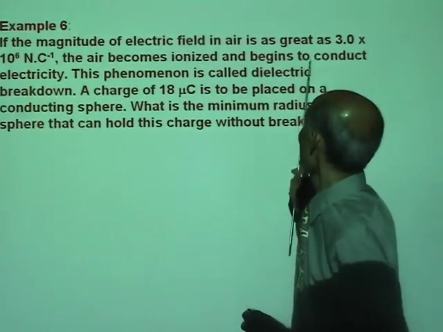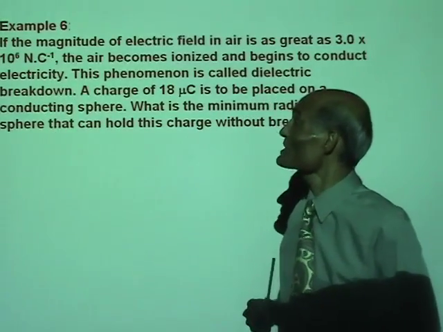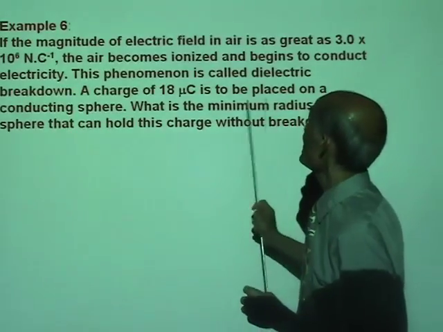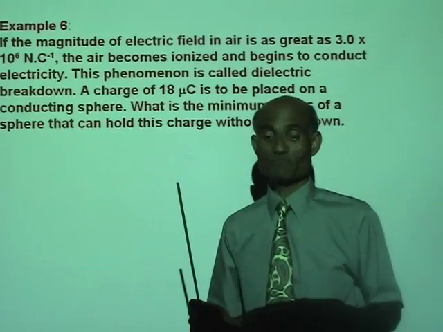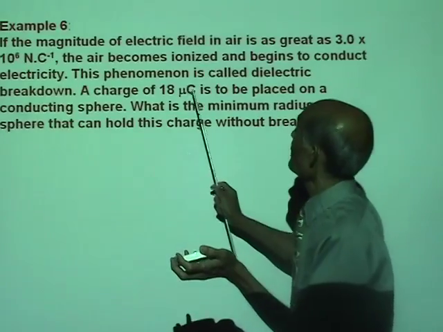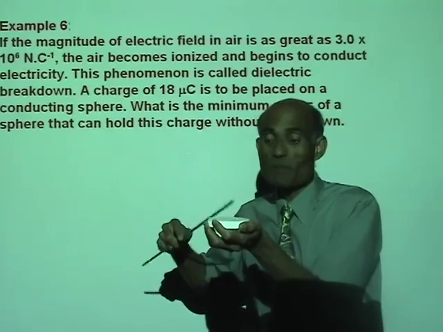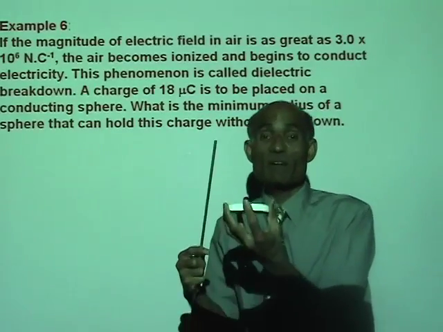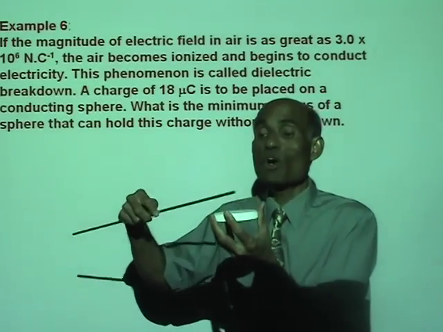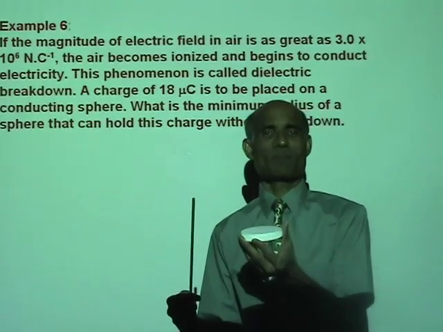And when will that happen? When the electric field is as high as 3 times 10 to the 6 Newton per coulomb. So our question is, we have a conducting sphere, and we need to place some charge on it. 18 microcoulomb of charge are going to be placed on the sphere. Now remember, the electric field created by charge on a sphere, in other words, the electric field on the surface of a conductor. Anybody recall the equation for that?